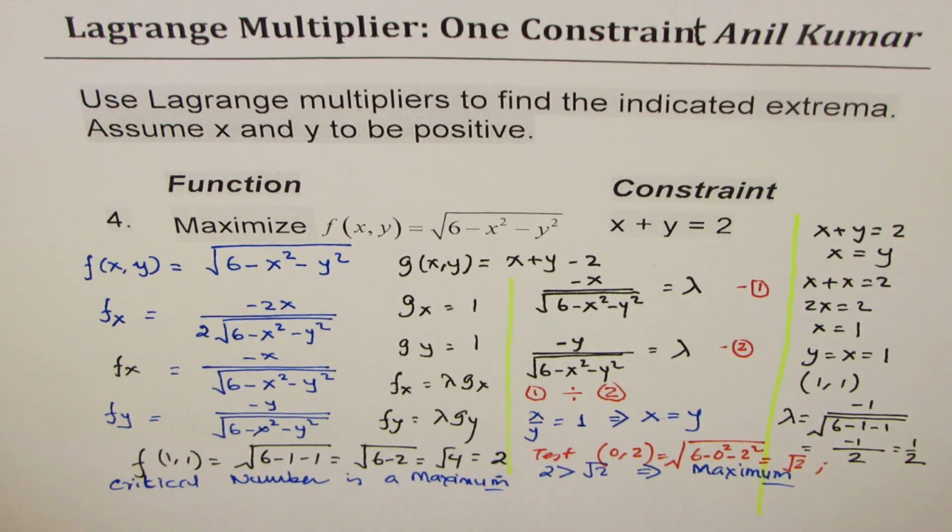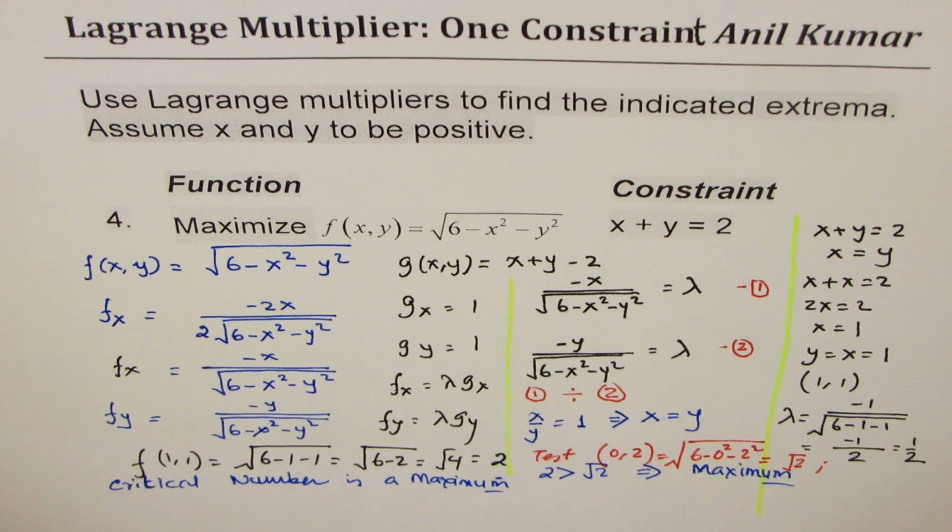Does that make sense to you, right? So that is how you could actually solve such questions. And I hope with these 4 examples, you can begin solving questions with Lagrange multipliers with one constraint.